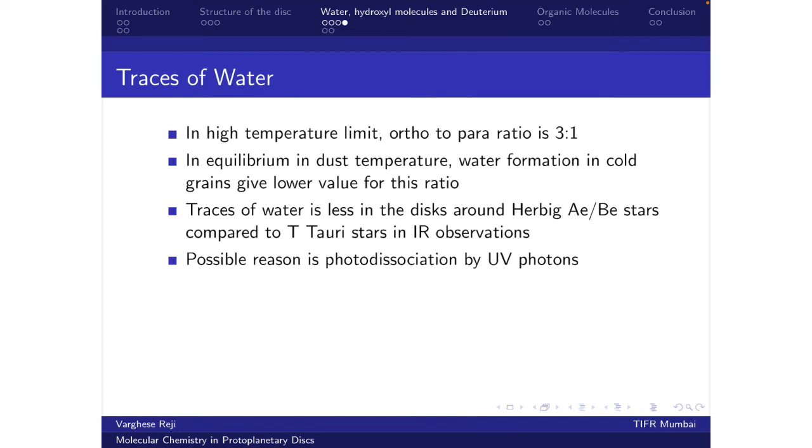Ortho to para or reverse transition is not possible. Only chemical reaction is the way for this transition. So from this we can say that the water molecules were formed in cold region.